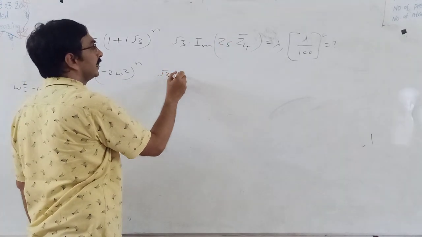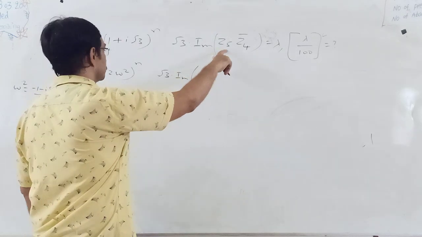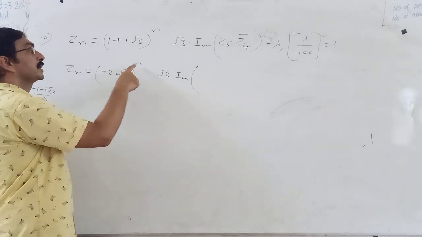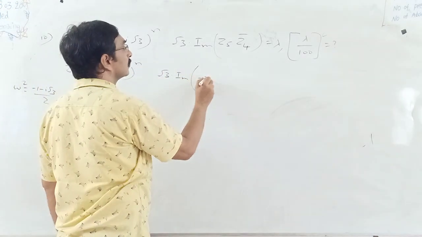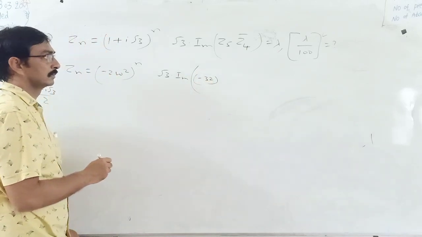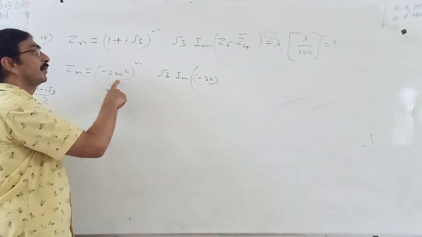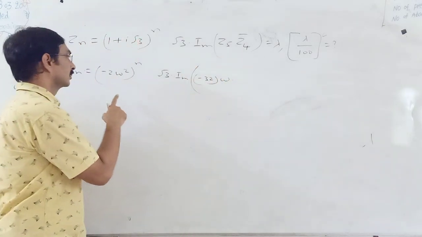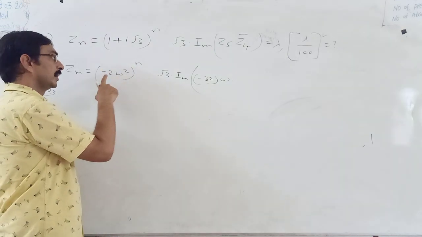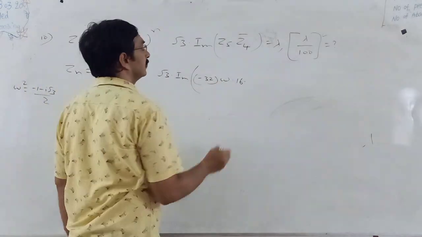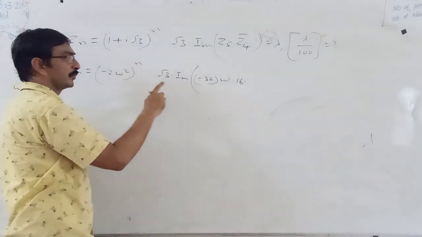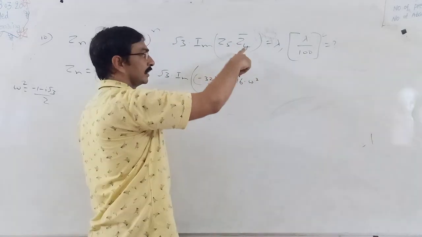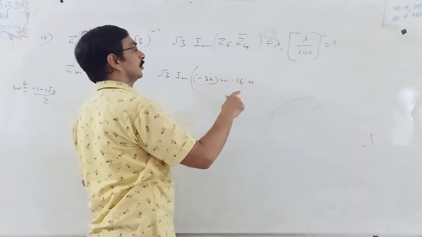Lambda equals root 3 into the imaginary part of, first, Z5, meaning n equal to 5. When n is 5, (minus 2) whole power 5 is minus 32, and (omega square) whole power 5, omega power 10, is omega. Next Z4: (minus 2 omega square) whole power 4. (Minus 2) whole power 4 is 16. (Omega square) whole power 4, omega power 8, is omega square. This is just Z4. Therefore, the conjugate of this one is omega.